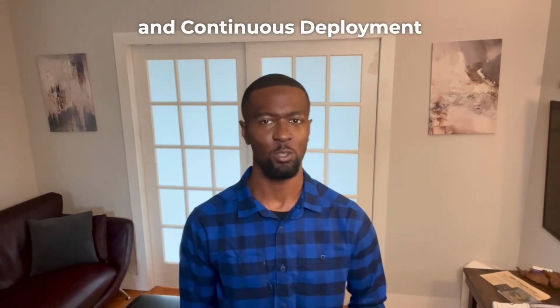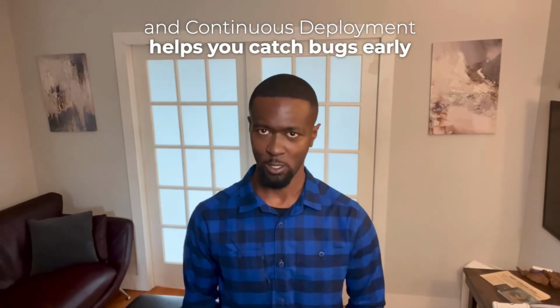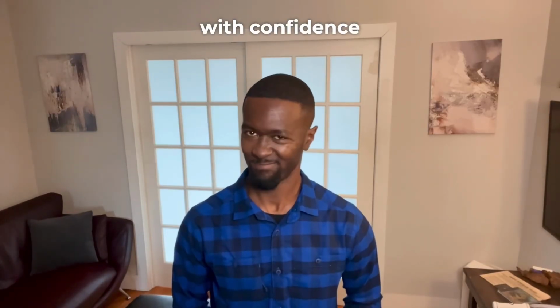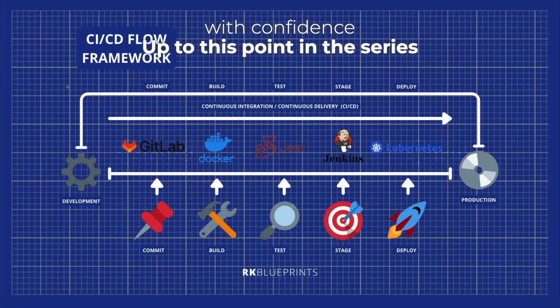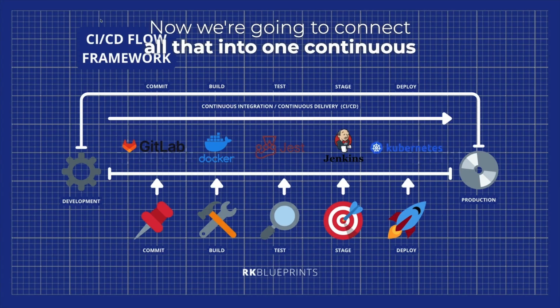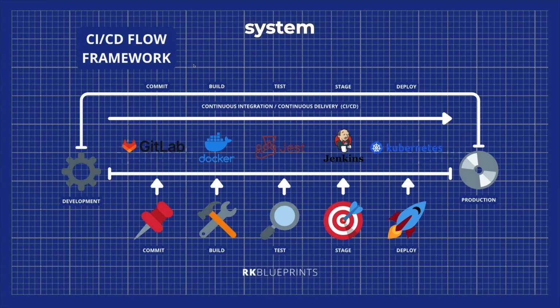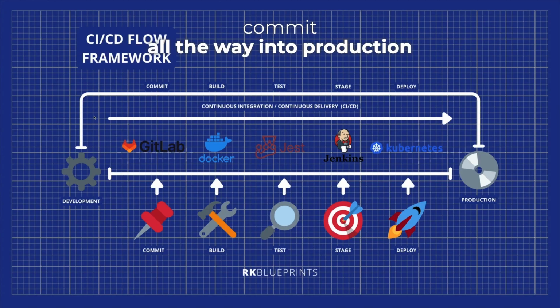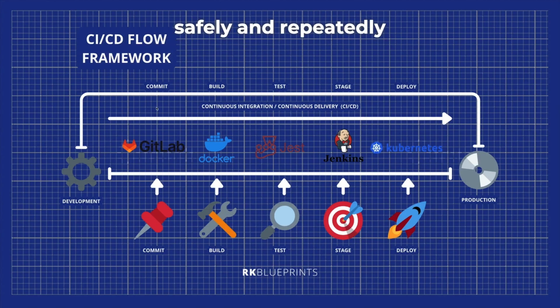in your DevOps toolbox, CI/CD. CI/CD, short for continuous integration and continuous deployment, helps you catch bugs early, automate testing, and push your code to production with confidence. Up to this point in the series, we've talked about code, collaboration, environments, and pipelines. Now we're going to connect all of that into one continuous system. CI/CD. This blueprint shows how modern teams move from a single commit all the way into production, safely and repeatedly.